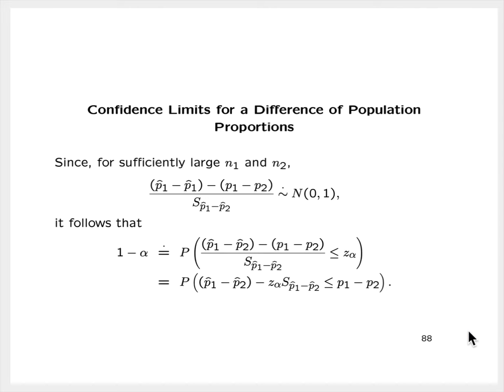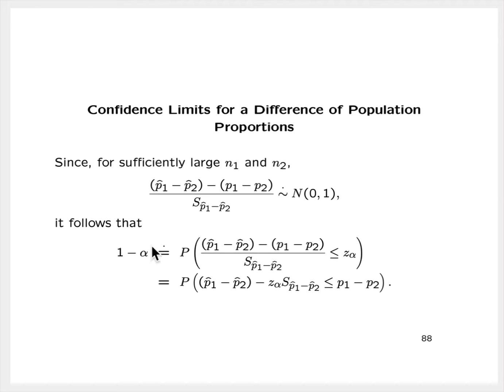All right, so to develop confidence limits for P1 minus P2, we note again that for sufficiently large sample sizes, P1 hat minus P2 hat minus (P1 minus P2), all over the standard error of P1 hat minus P2 hat, is approximately standard normal.